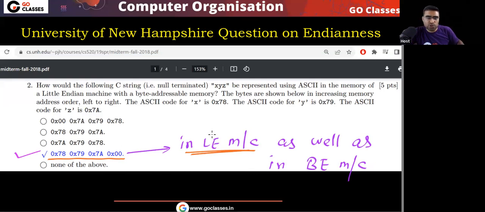This is a beautiful question, and students can make mistakes. The very common mistake will be if you tick the first option. So the answer will actually be option D. I hope you understood. Now let's move on.